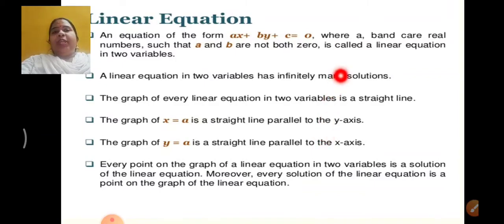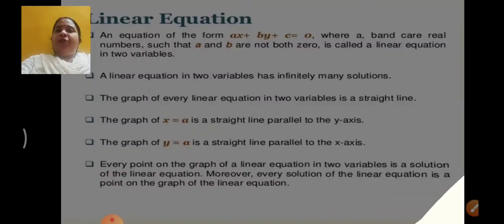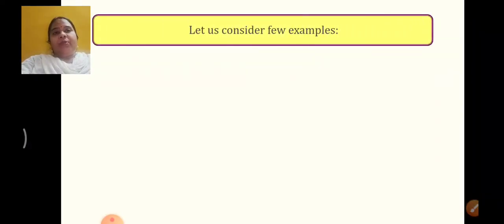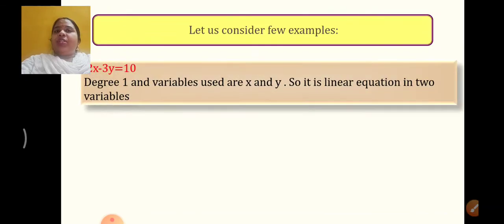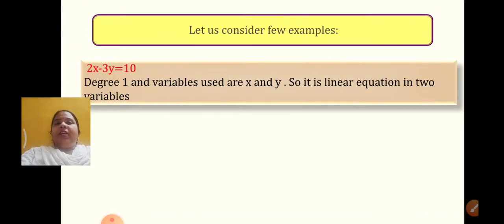Okay, so based on these concepts, whatever we have learned till now, I am going to continue further. With the help of a few examples, we will try to understand how to find out whether a given equation is a linear equation in two variables or not. First question is, 2x minus 3y is equal to 10.